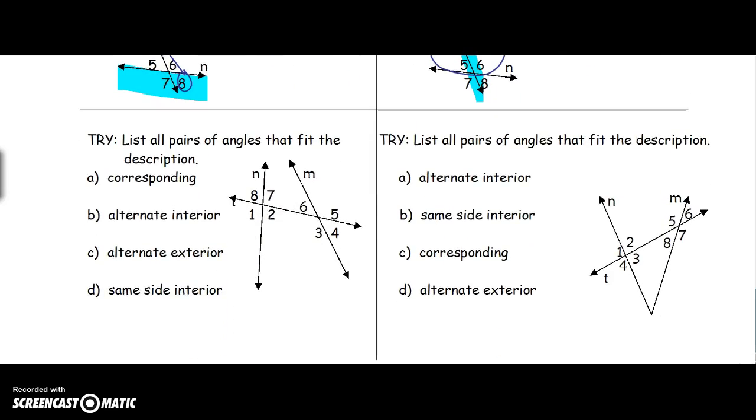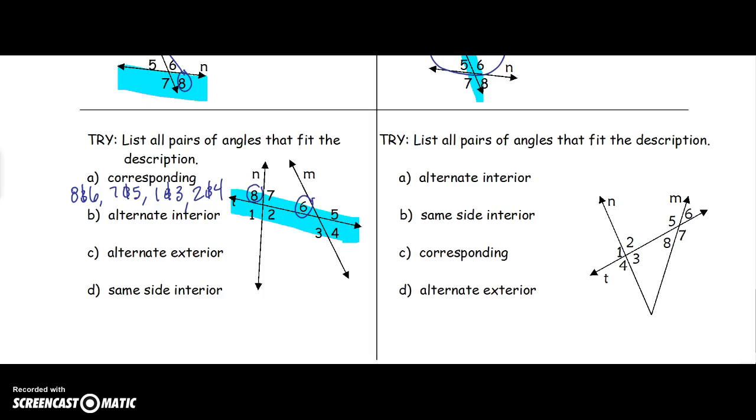Here are some examples. So the first thing you should always do is find your transversal. The transversal, again, is the line that intersects 2 or more lines. So notice line T intersects N and M. So corresponding angles, remember you have to choose the same location. So in this case, 8 and 6 are corresponding angles. 7 and 5 are corresponding angles. 1 and 3 are corresponding angles, and 2 and 4 are corresponding angles.